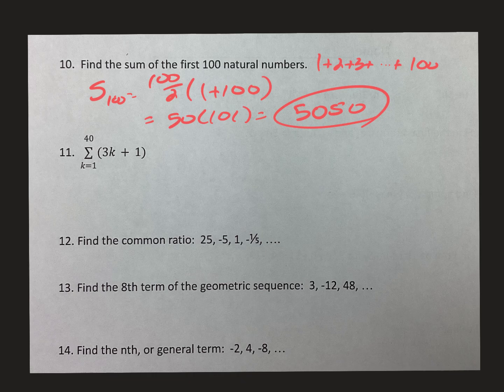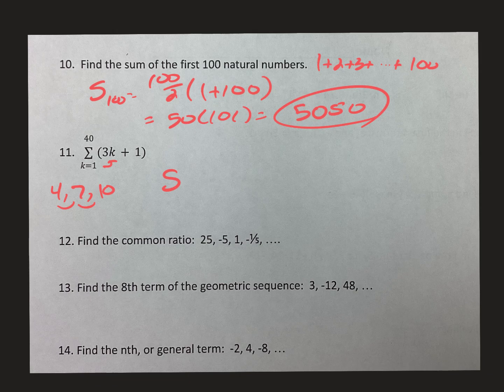Now, this one's arithmetic, and I can tell that by, like, if I plug in 1 right there, I hope it's arithmetic because there's 40 terms. If I plug in 1, I'm going to get 4. If I plug in 2, I'm going to get 7. If I plug in 3, I'm going to get 10. So you see what's happening. It's definitely arithmetic.